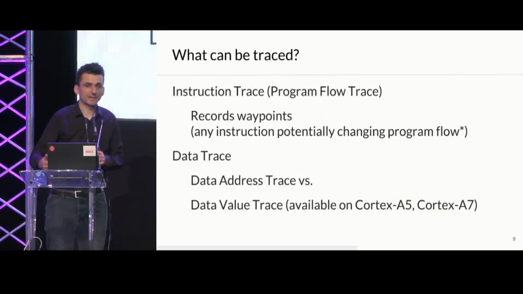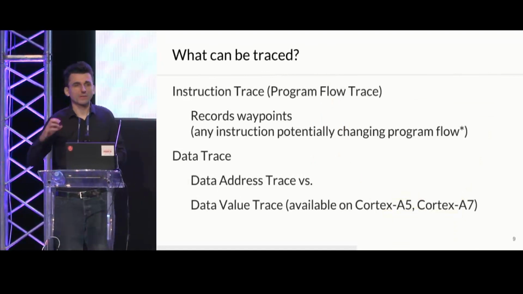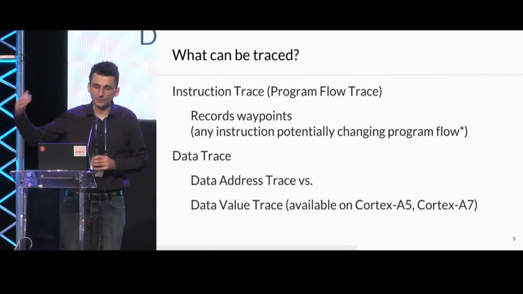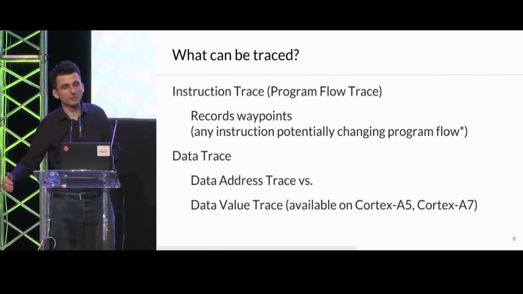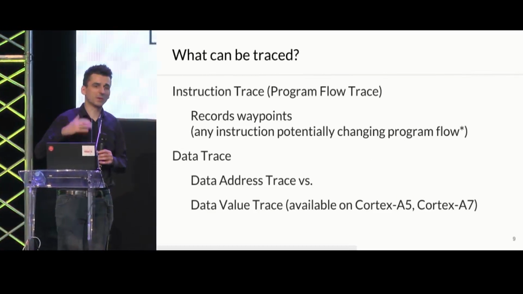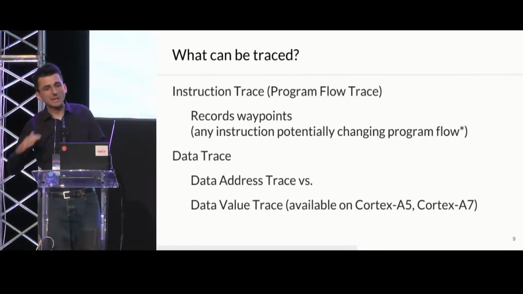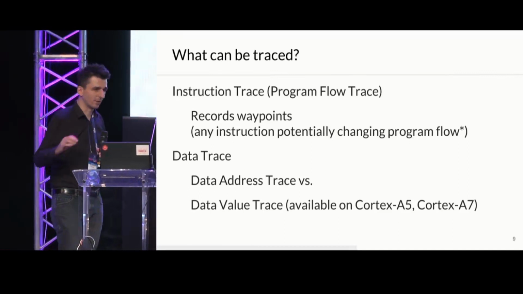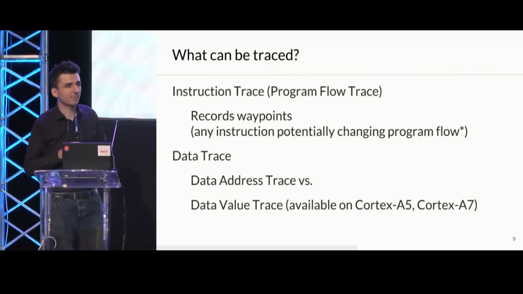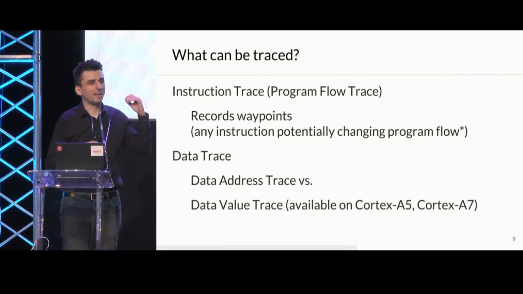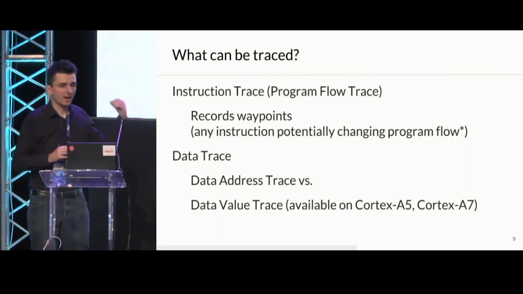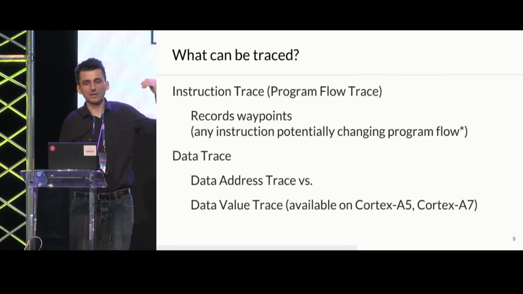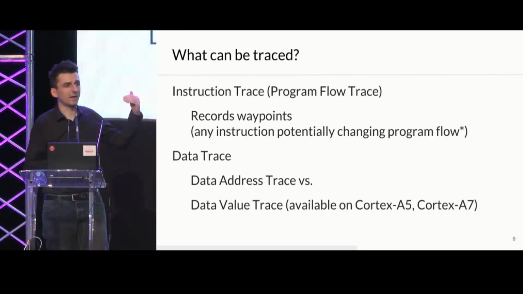So what can be traced? There are two areas. You can do instruction traces, so-called program flow traces. What this means is that you record so-called program waypoints. This is any instruction that potentially changes program flow. This can be branches, indirect branches, but also returns from exceptions. And there are bits for also making barriers waypoints.